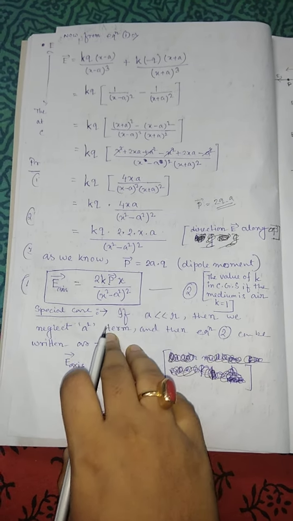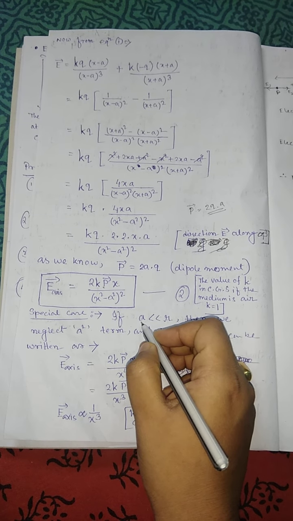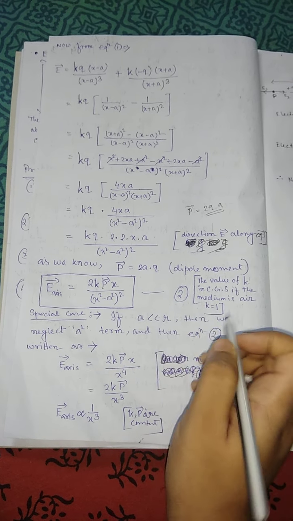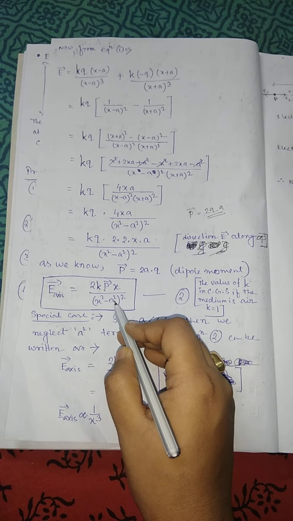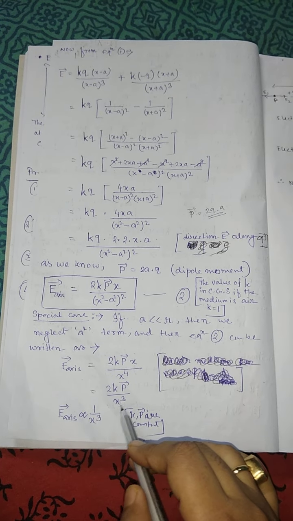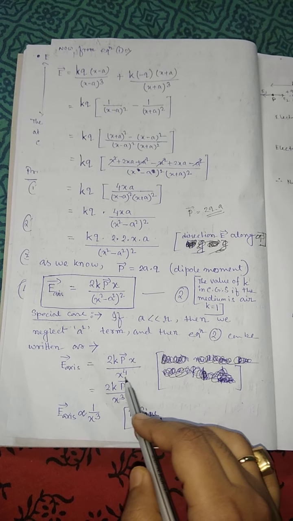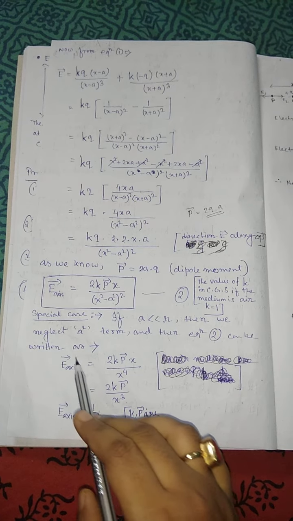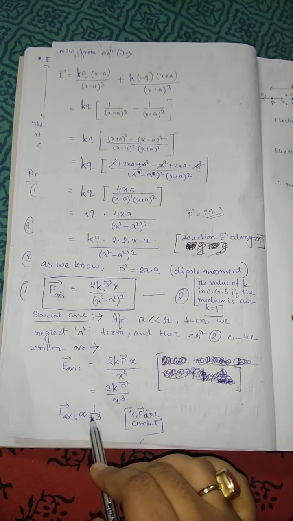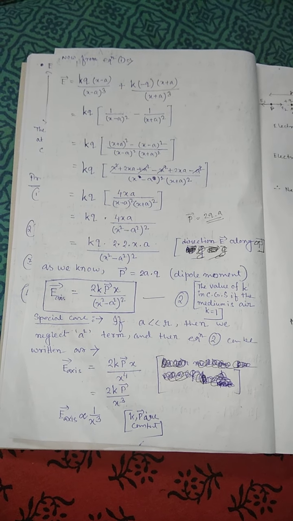Now here's one special case. If the distance r is very much greater than a, or a is very much less than r, then we neglect this a square term. So in that case we get the expression 2kp by x cube. In this, k is constant, 2 is a numerical value, p dipole moment is constant, so we can say that electric field is inversely proportional to the cube of the distance.